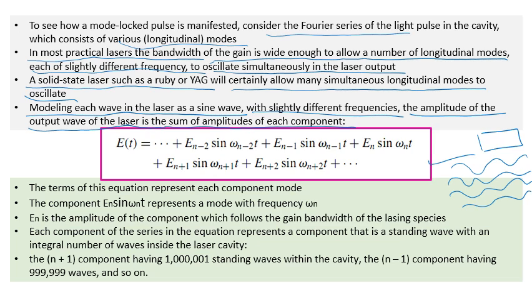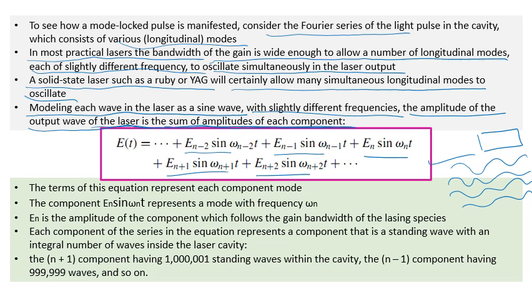So to get the amplitude of the output wave from this number of sine waves, we take the sum of the amplitudes of each component. If you get the amplitude at the output, you get the sum of the amplitude of each component of these waves. Here are these terms, and these sine waves.